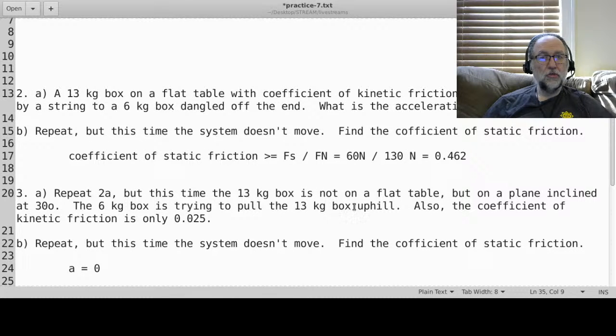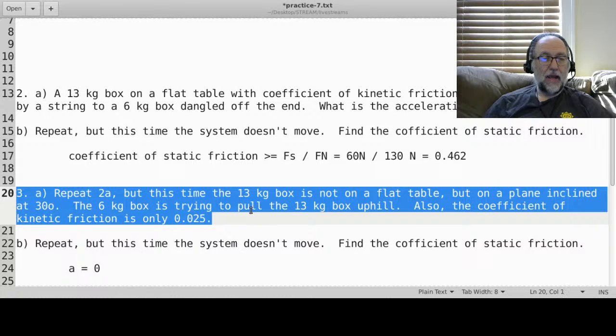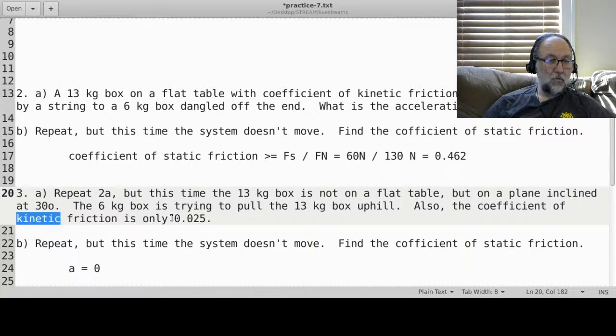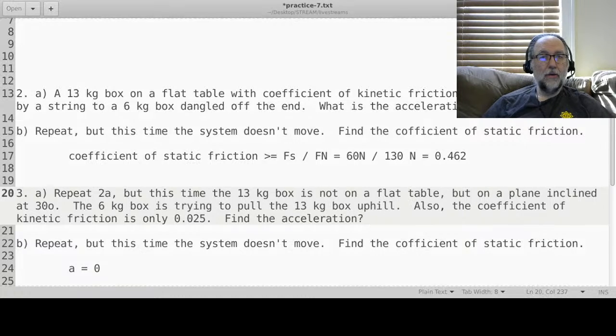All right, let's go back to part A here. In part A, we have the same situation, but now it is moving, and there is a coefficient of kinetic friction of 0.025. We want to find the acceleration. I didn't say that, but I should just say here, find the acceleration. All right, so how do we do that?